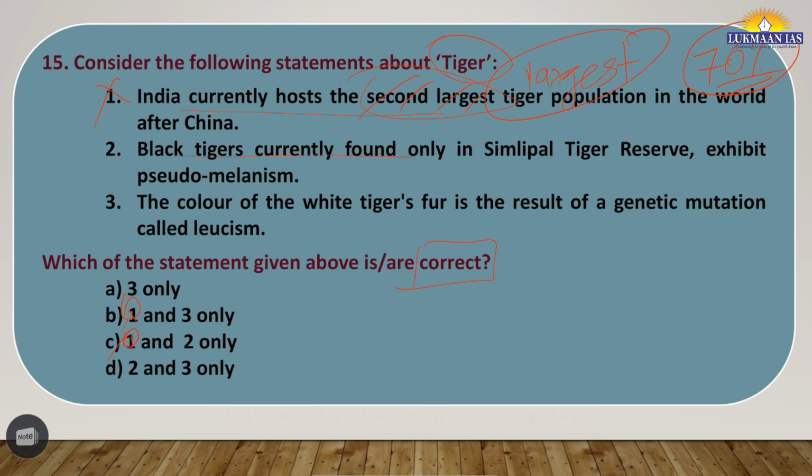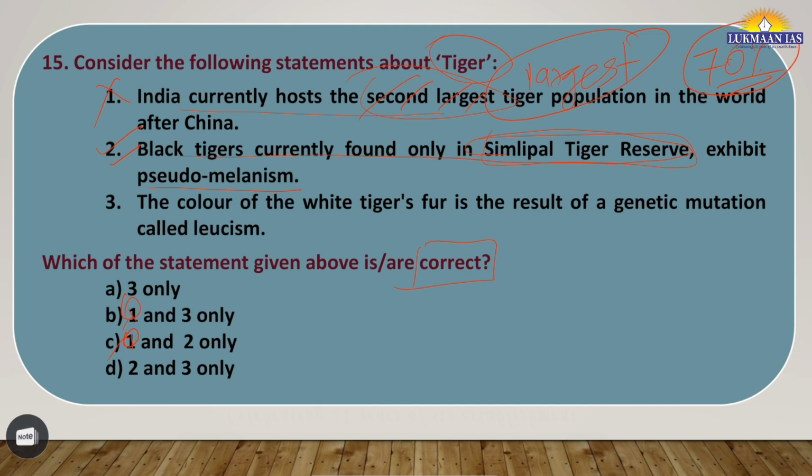Black tigers currently found in Simlipal Tiger Reserve exhibit pseudomelanism. This is a correct statement, right? Black tigers are only found in Simlipal Tiger Reserve or have some kind of ancestral link from Simlipal Tiger Reserve. So remember this, melanism, pseudomelanism, it results in black stripes on the tiger skin, and they are black tigers found in Simlipal Tiger Reserve.